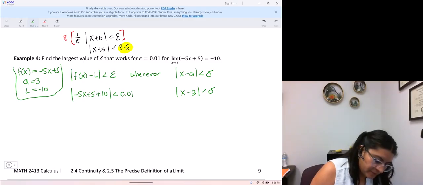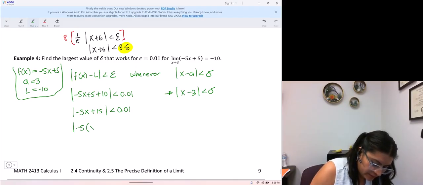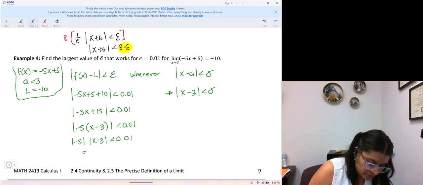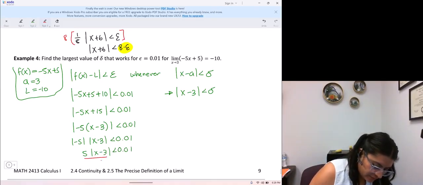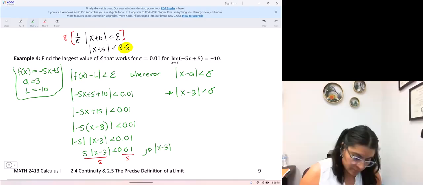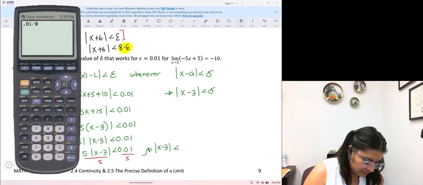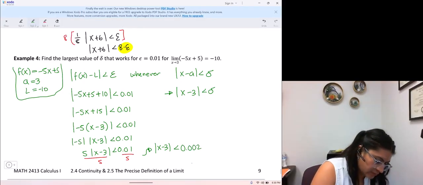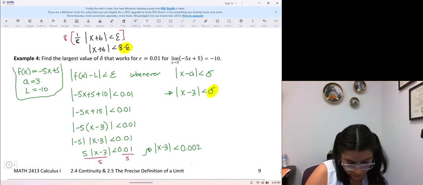Simplify inside the absolute value, we get negative 5x plus 15 is less than 0.01. Again, we want to make it look like this here, so let's factor out a negative 5. We get x minus 3 less than 0.01. Separate the absolute value. The absolute value of negative 5 is just a 5, and so we divide both sides by 5. And in this case, we have 0.01 divided by 5, which is 0.002, and so delta is equal to 0.002.